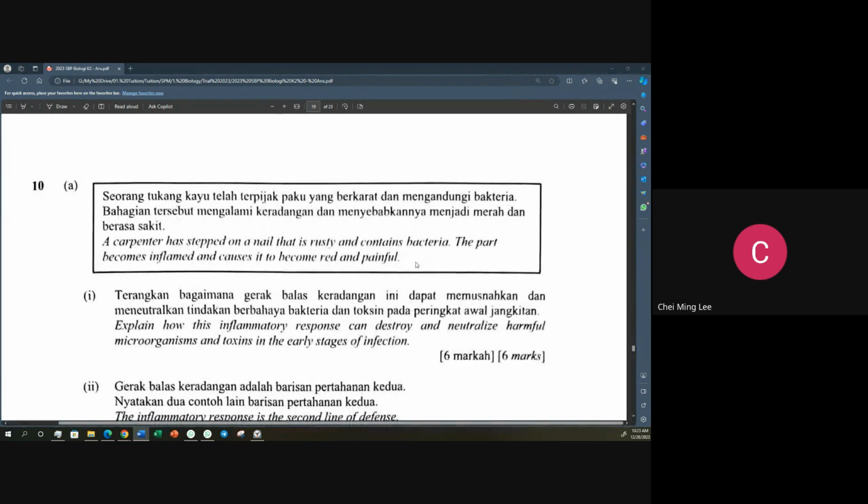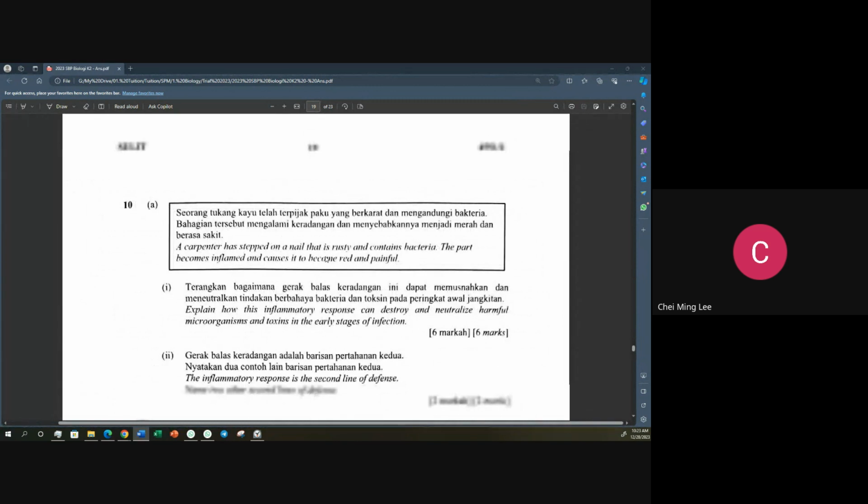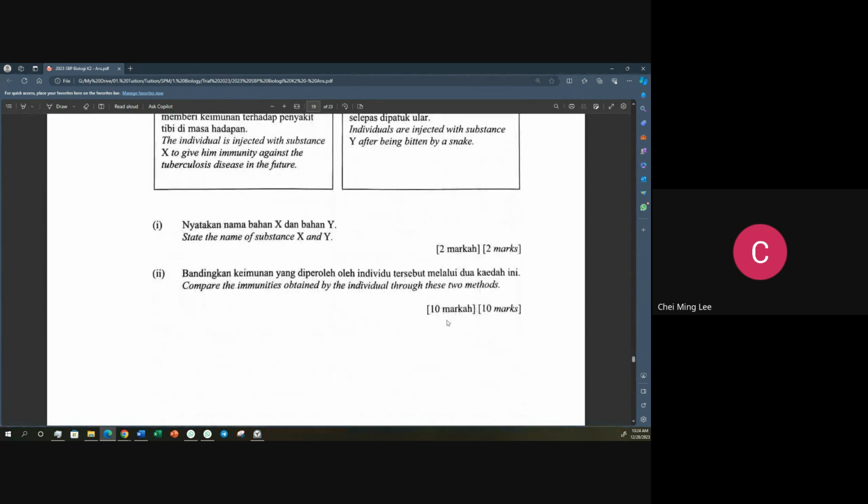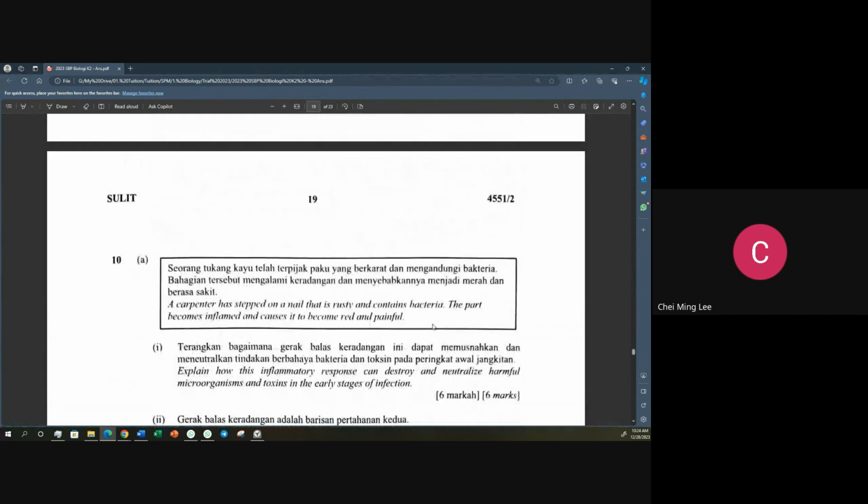Now, a carpenter has stepped on a nail that is rusty and contains the material. The part becomes inflamed and causes it to become red and painful. So explain how this inflammatory response can destroy and neutralize the harmful microorganism and toxin in the early stage of infection. So you need to explain what happened during the process. All right, so let's see the first one.